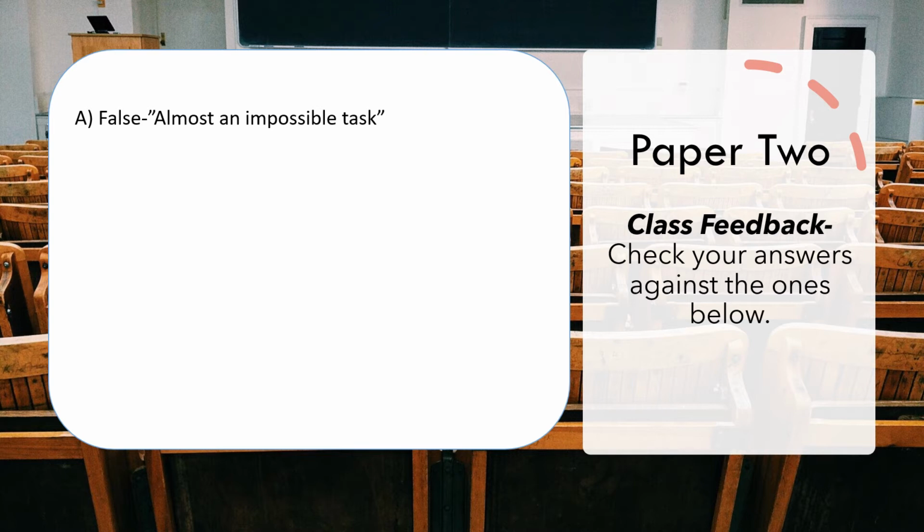And what the examiner has actually done here is to be quite tricky and use the word almost just to change the meaning of the actual sentence. If it's almost an impossible task, it means it's very difficult, but it's not impossible, but it's nearly there.